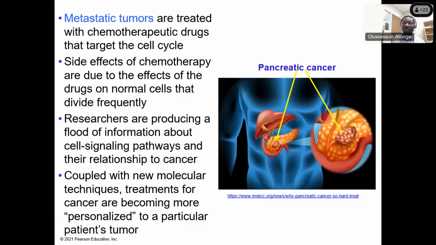Researchers are producing a flood of information about cell signaling pathways and their relationship to cancer, coupled with new molecular techniques that can lead to better treatment that will attack the tumor cells themselves and not all other cells. All right, that's where we are. If that is successful, that would be a great one. If there's a way to target the cancer cells alone with chemotherapy and not generally expose the whole body's cells to that.